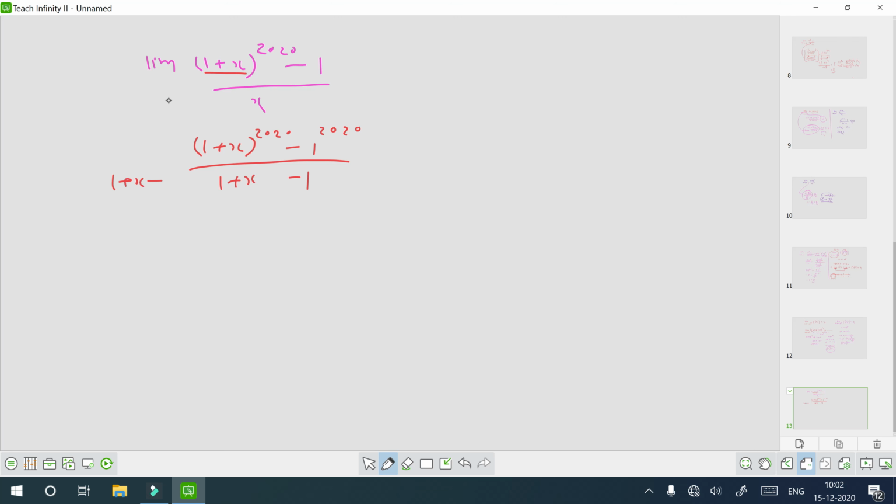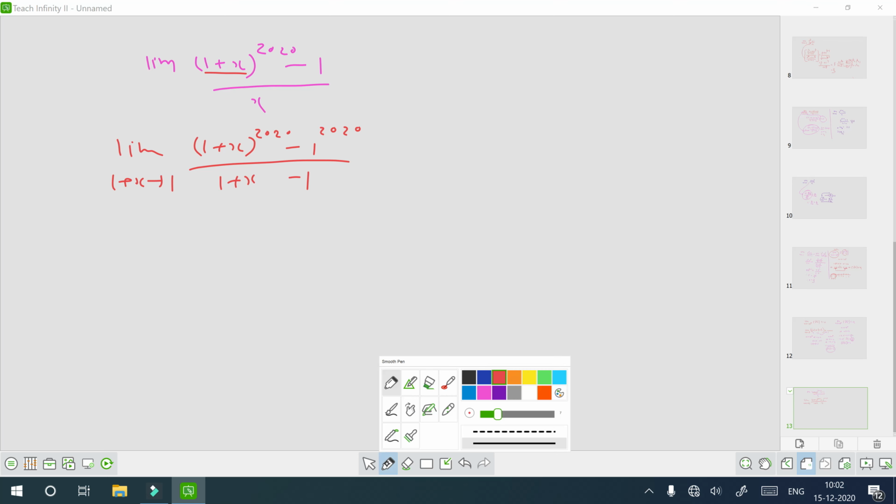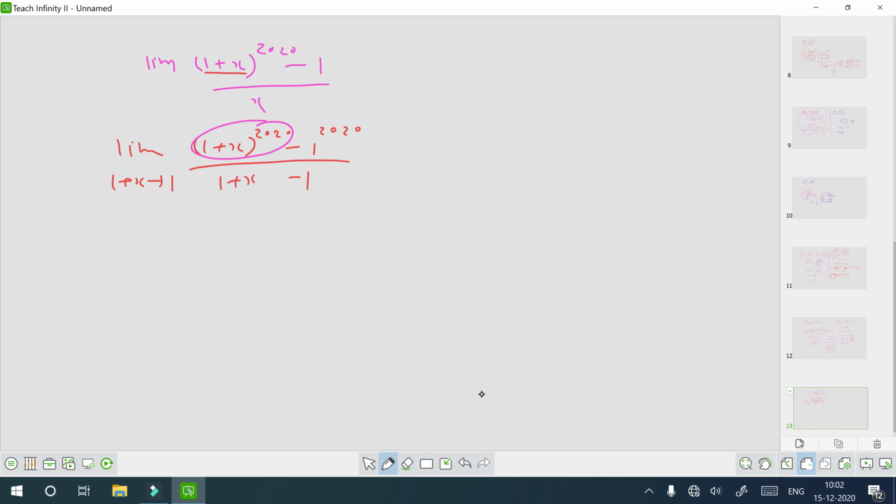Now see, x tends to 0, so 1 plus x tends to 1. Limit: variable raised to n minus constant raised to n over variable minus constant, variable tends to constant. So that is equal to 2020 times 1 raised to 2020 minus 1. So 2020 times 1 raised to 2019, and that comes out 2020. So the answer is 2020 for this example.